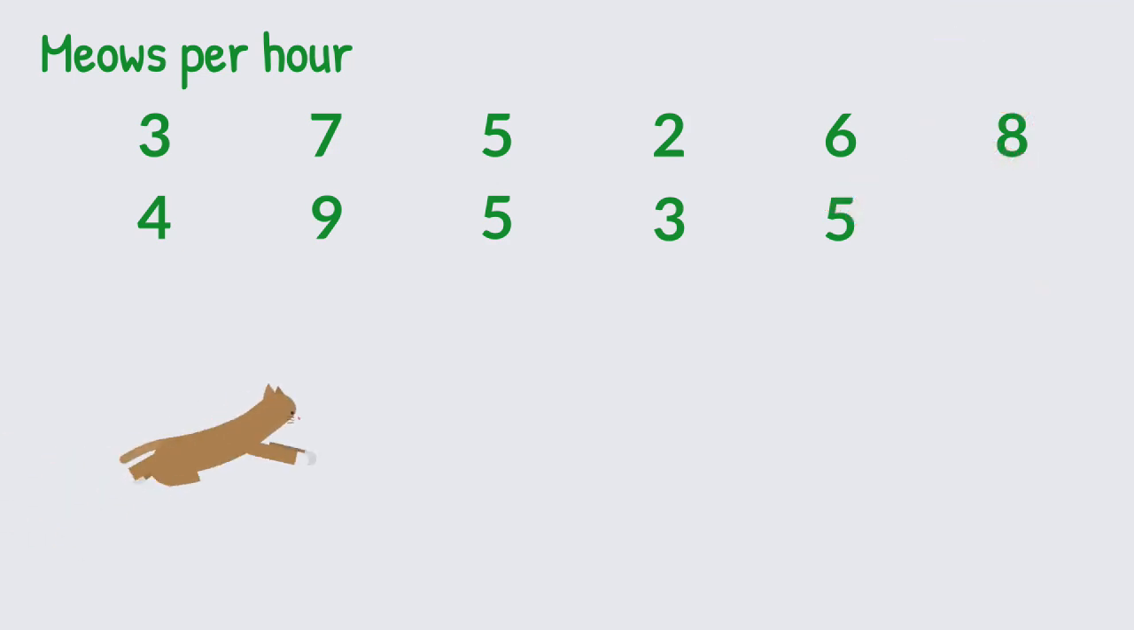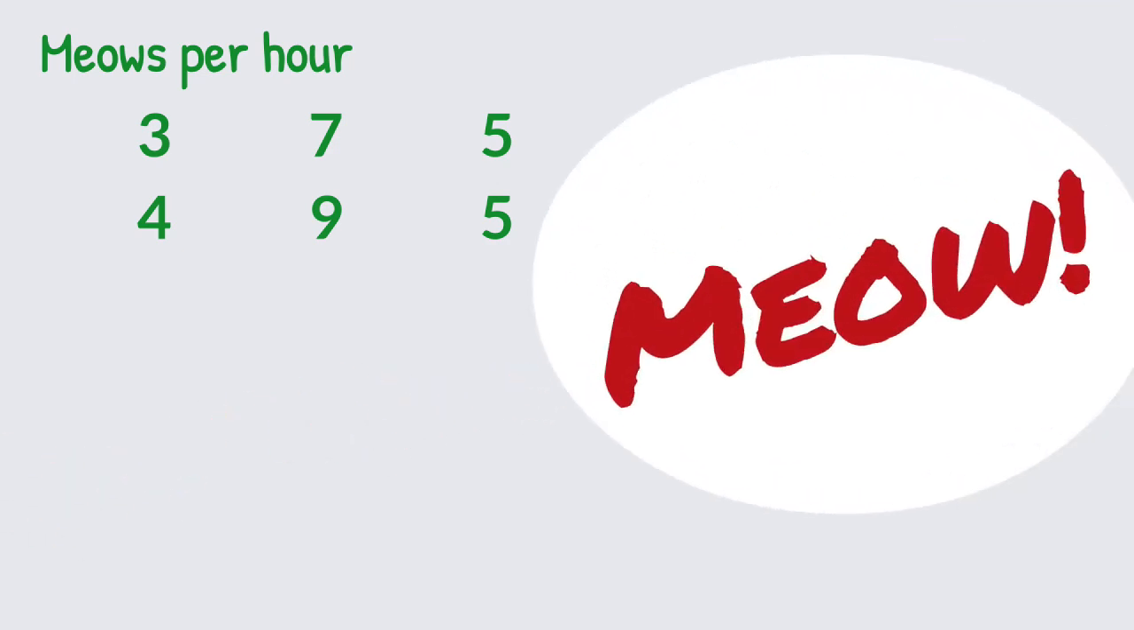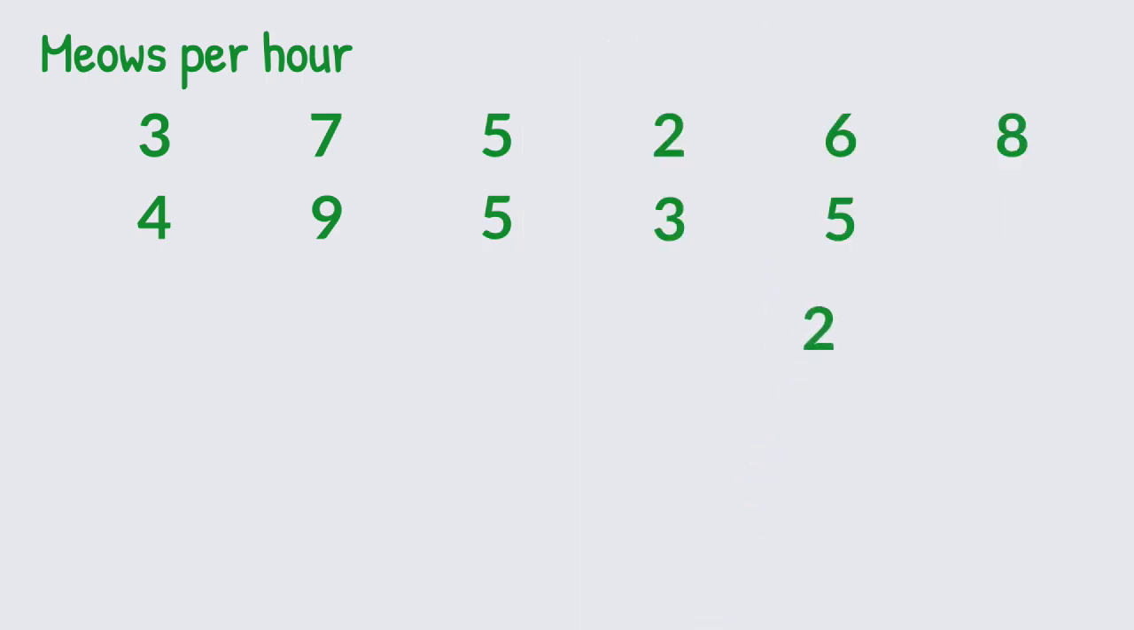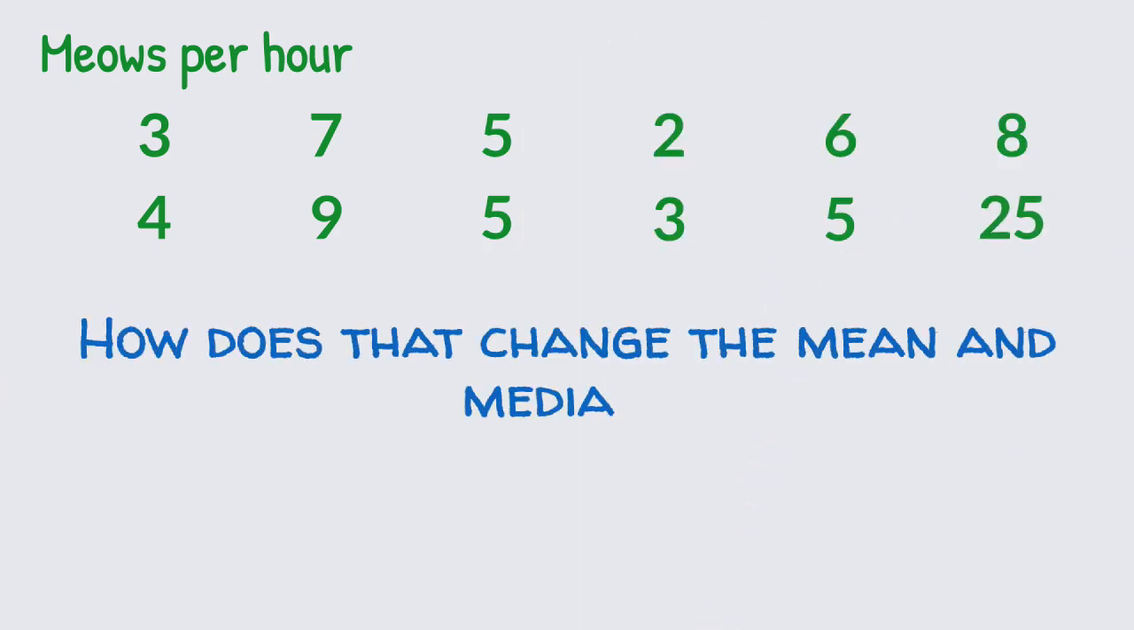A 12th cat is added to the group who meows frequently. It meows 25 times in 1 hour. How does that change the mean and median?